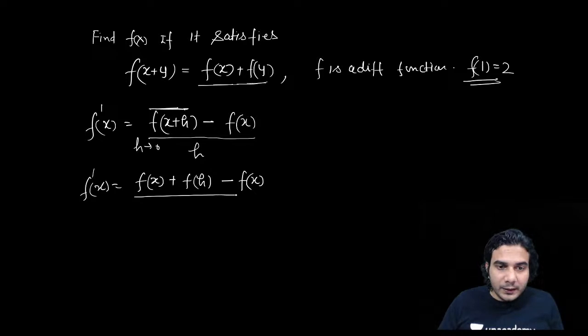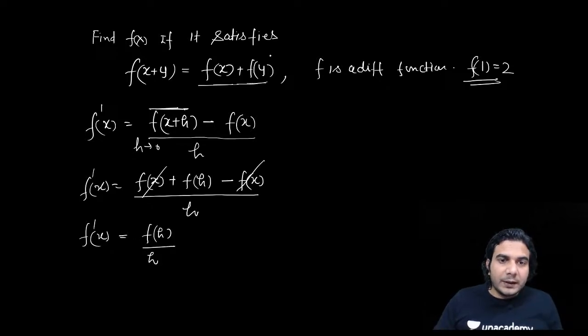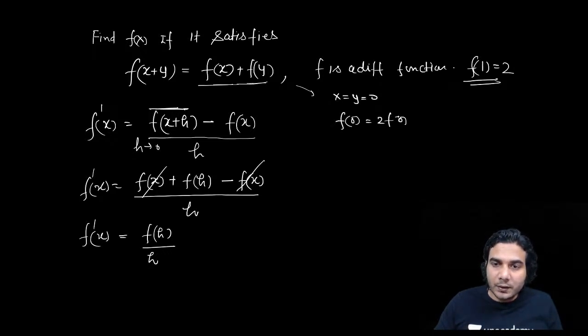And divided by h. Now this term will get cancelled, all right? So you'll get f dash of x is equal to f of h divided by h. Now from this, you put x is equal to y is equal to 0 in the original equation. So f of 0 generally we find from the given equation by putting x is equal to y is equal to 0. So f of 0 is equal to twice of f of 0. So that will give you f of 0 is equal to 0, okay?